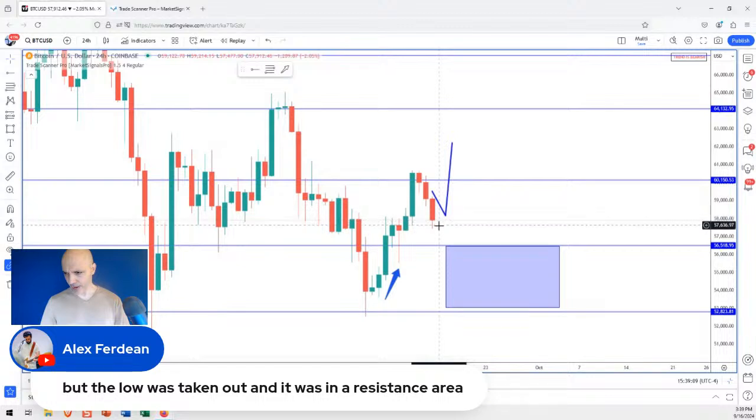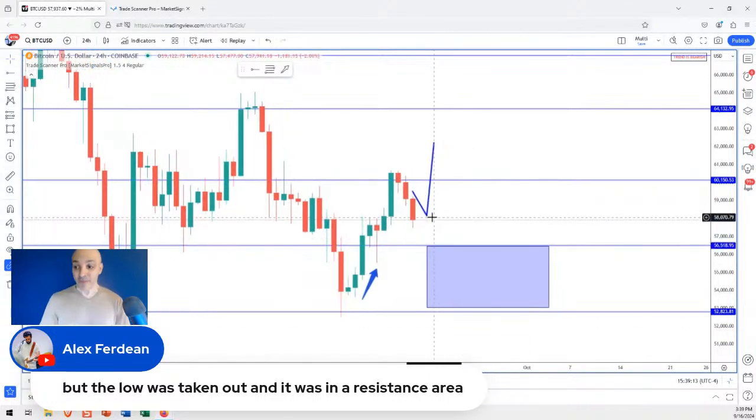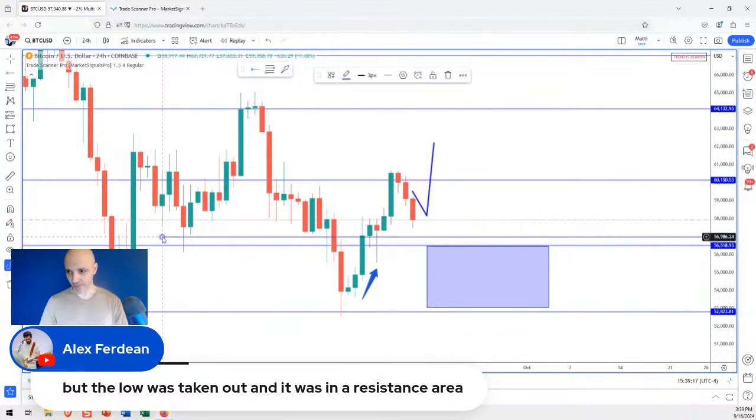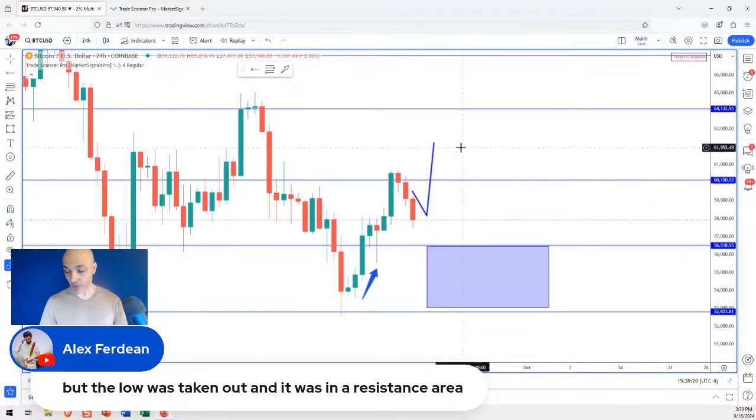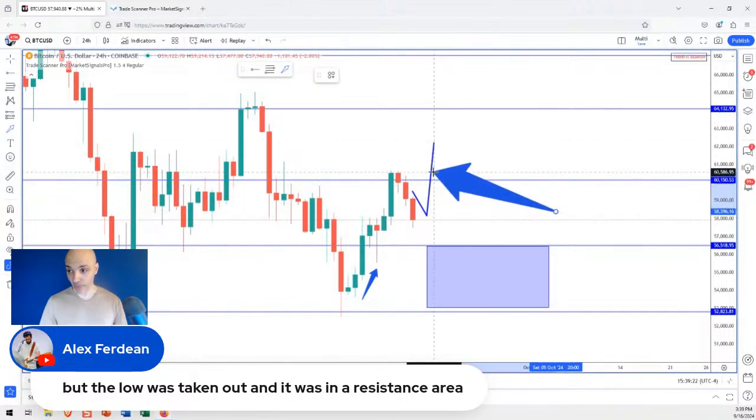4 can't overlap wave 1. Well, it's kind of messy. I don't know if the wave count will work there. But basically, if it can hold this area, the 56K area, if it can hold the area, you may get another leg higher. That is how I came up with this illustration.